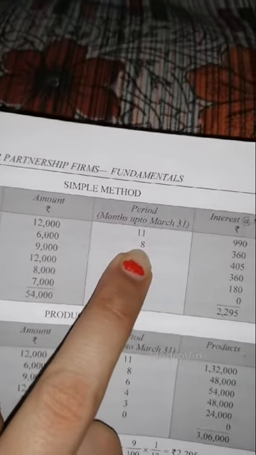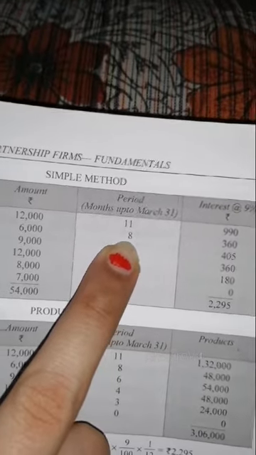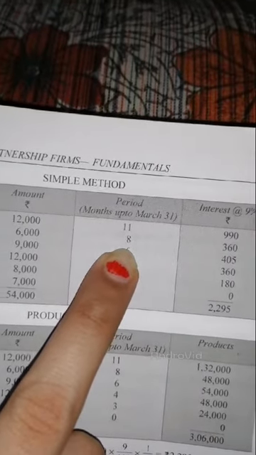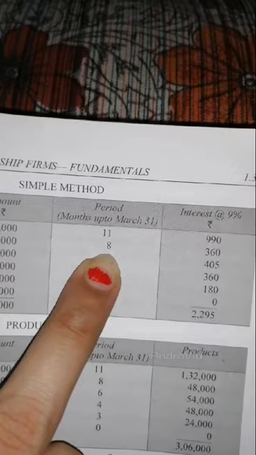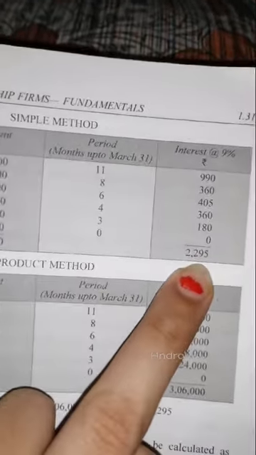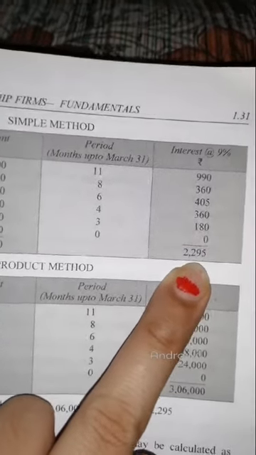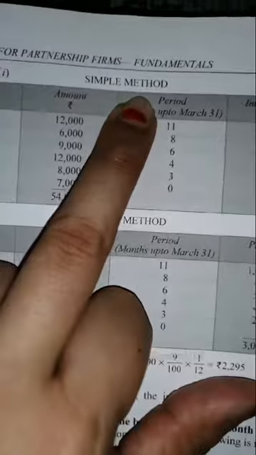The periods for which the amount has been used will be calculated and then divided by 12, and the rate of interest will be divided by 100. Similarly, all the others will be calculated and the total of all the numbers will be the total interest on drawing. This is according to the simple method.